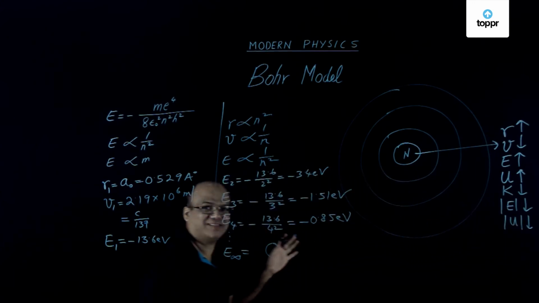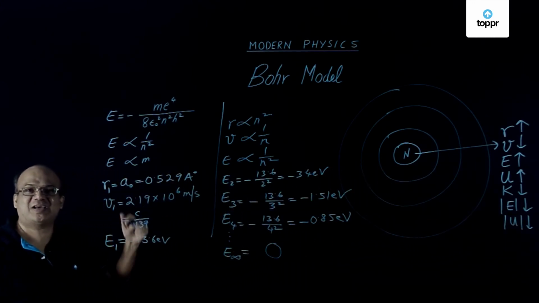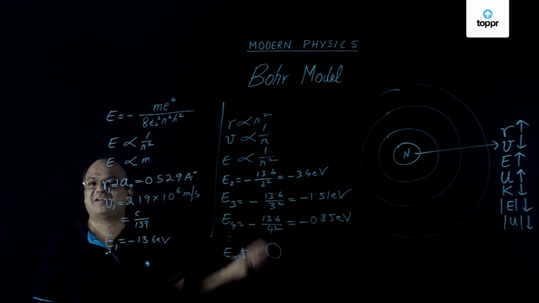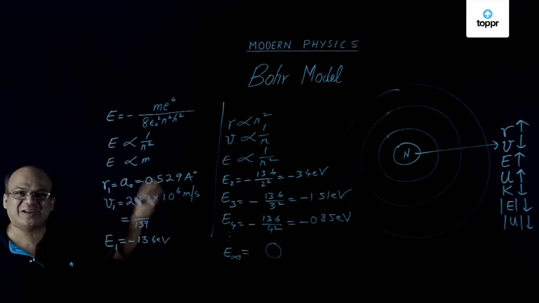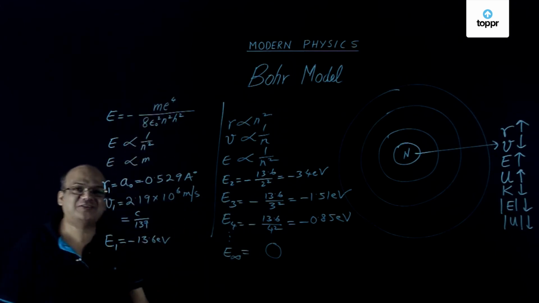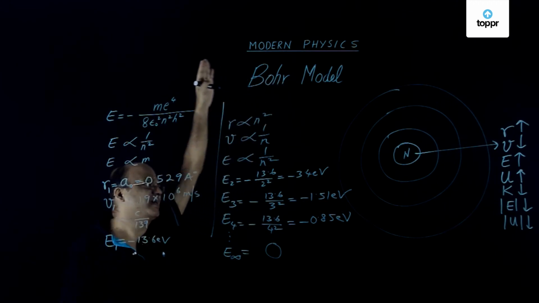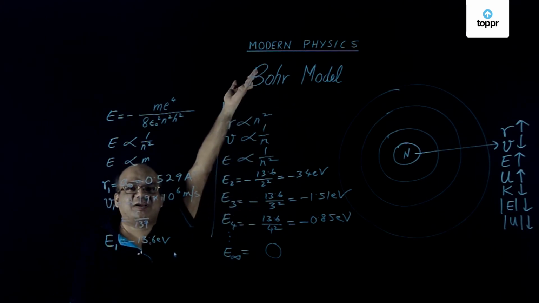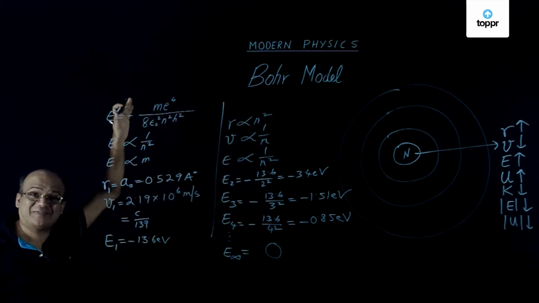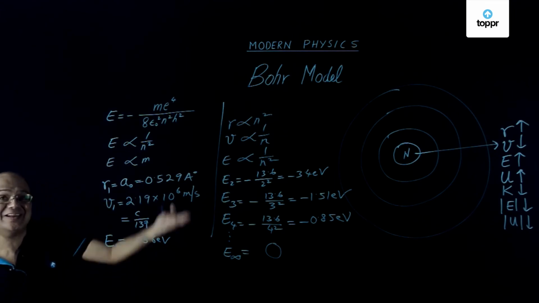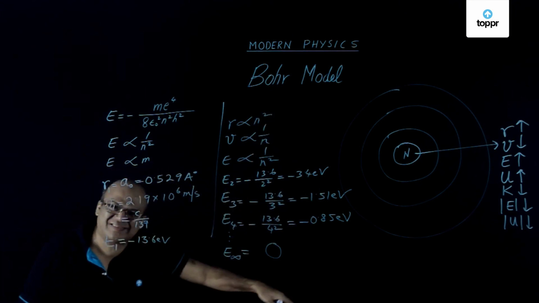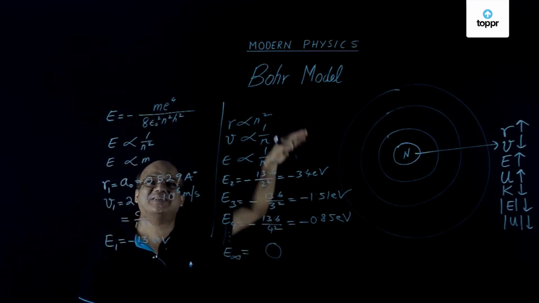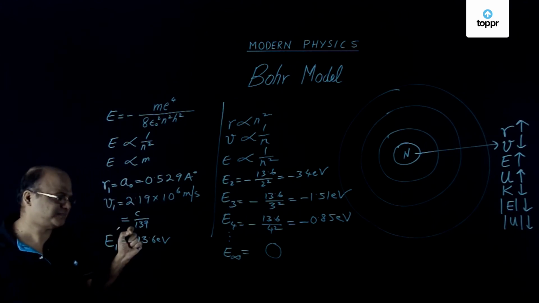Remember this, they keep asking these kind of questions in exams. So remember that as you go from inside to outside, radius increases, velocity decreases, total energy increases, potential energy increases, kinetic energy decreases. Total energy is increasing, so mode of total energy will decrease. Mode of potential energy will decrease.